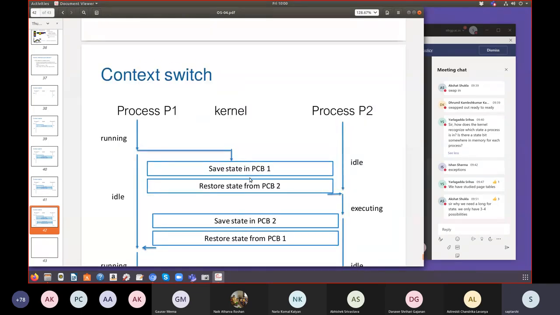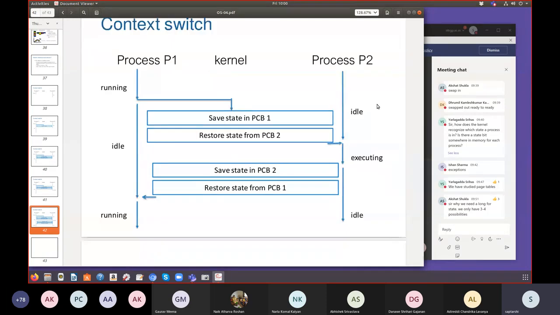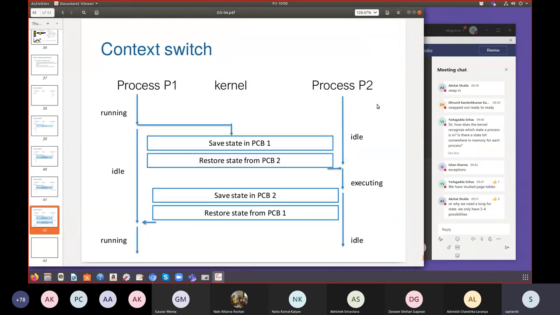So that is our discussion till now. We will continue discussing more about processes, because there is a lot more to discuss about processes, which is a very important concept in OS. That we will do next week. So I don't have anything else to say today.